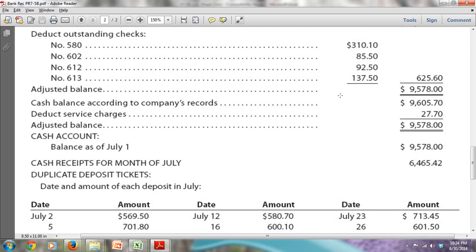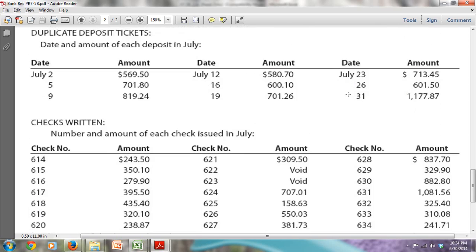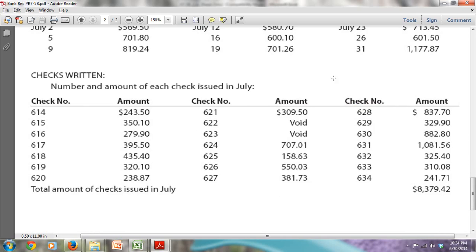Okay, so we have those, and then we have the checks that we wrote for July. One cool thing is I don't really have to write all these down, because I'm just going to concentrate on the check number for the time being. And it looks like I wrote checks 614 all the way through check 634.